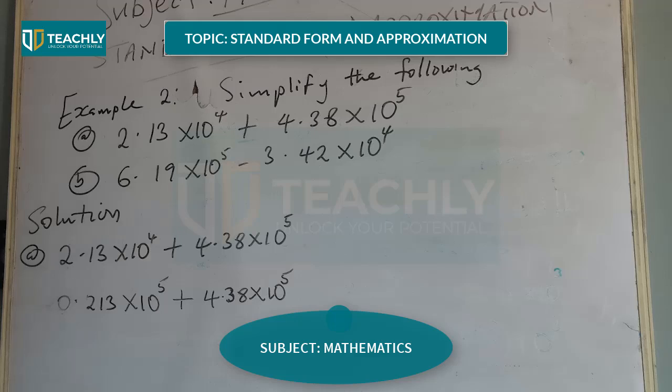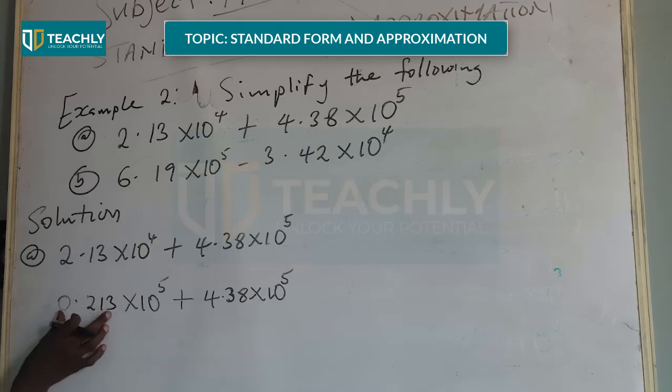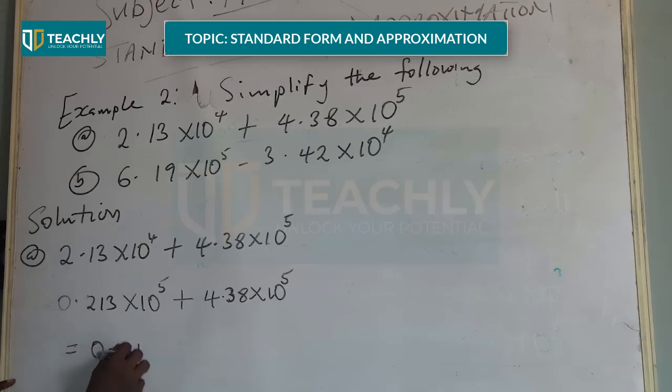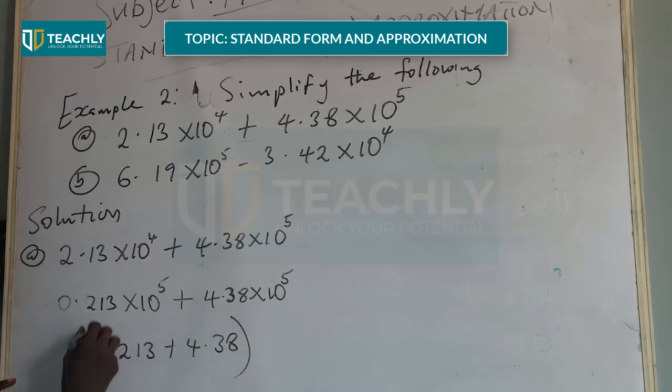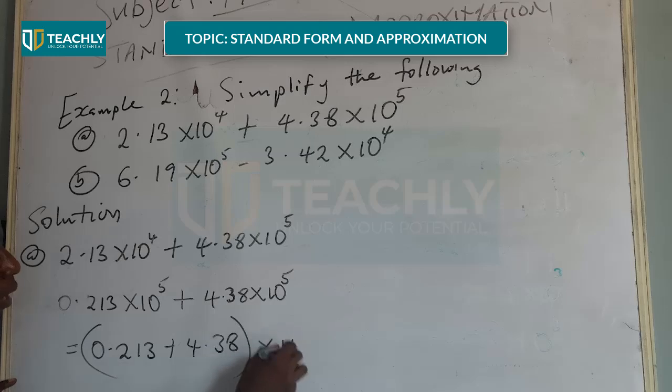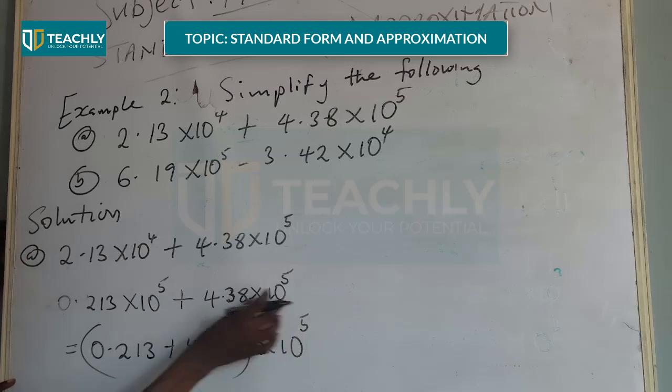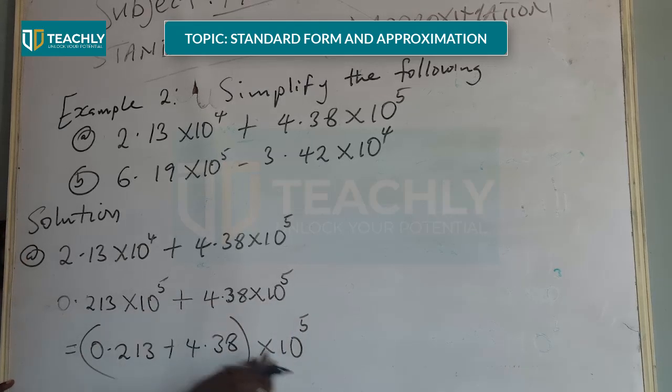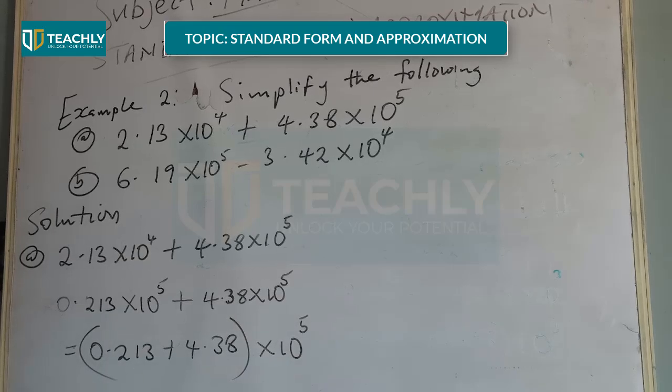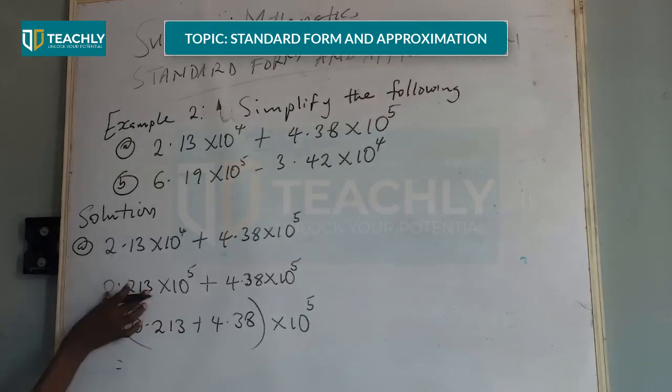How do you now add? You pick the numbers here. So here you now have 0.213 plus 4.38, then everything in the power of 5. Why? Because the power of 5 here and the power of 5 there; 10 to the power 5 is common. Bring that one out. So let us now add these two numbers together.